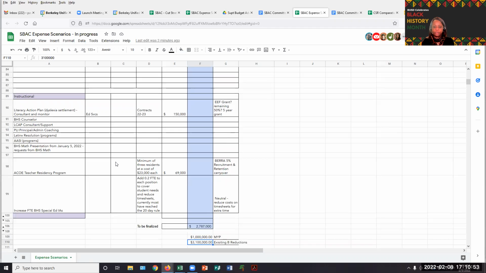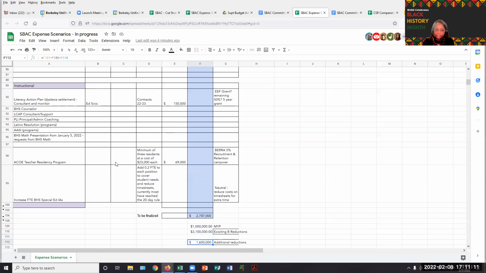And I took you through the spreadsheet that came up with $3.1 million in budget reductions. So right now, with budget reductions, we have available funding of $4.1 million, which means that we actually are ahead of the game. But if this number is closer to $5 million or $6 million, that will determine the additional budget reductions that we will need to make.